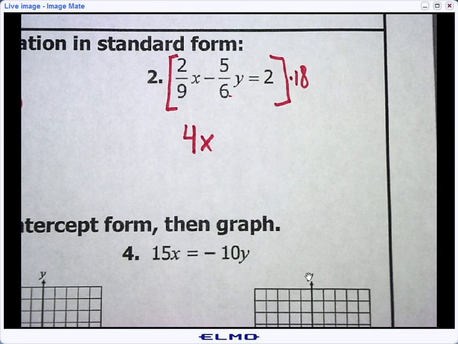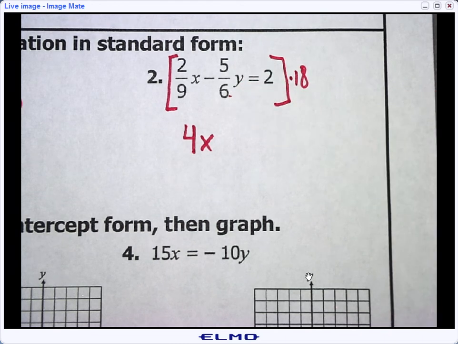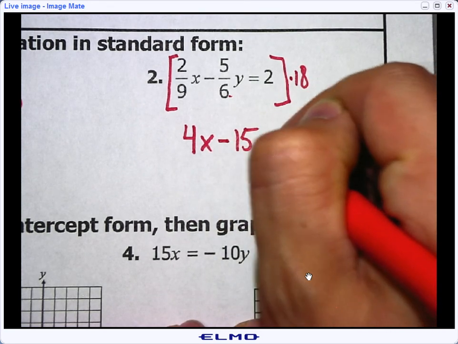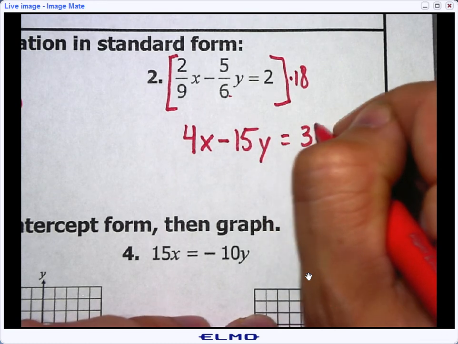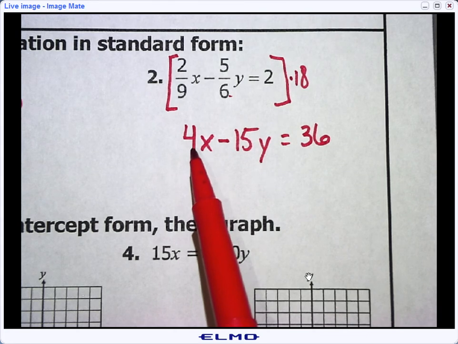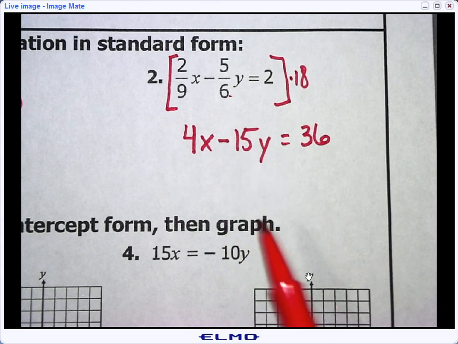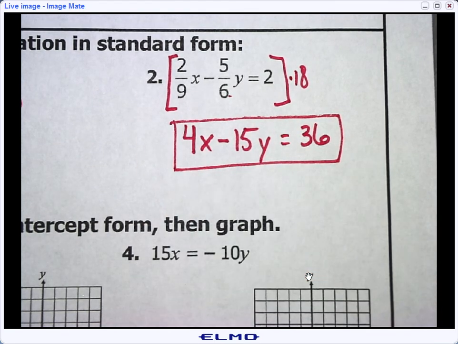5 times 18 is 90, but then that 90 has to be divided by 6, which is where we come up with 15, and it's a minus, so it's a minus 15. Just throw the y off to the side, and 2 times 18 is 36. So my a is positive. 4, 15, 36. There's nothing that divides into all three of those other than 1. So that's my final answer.